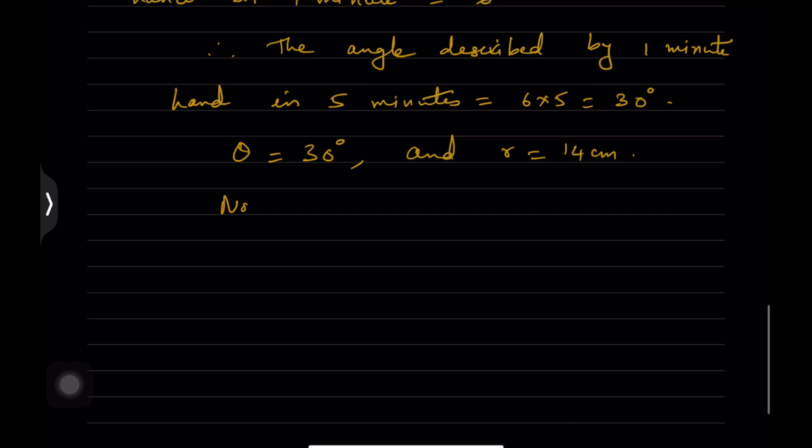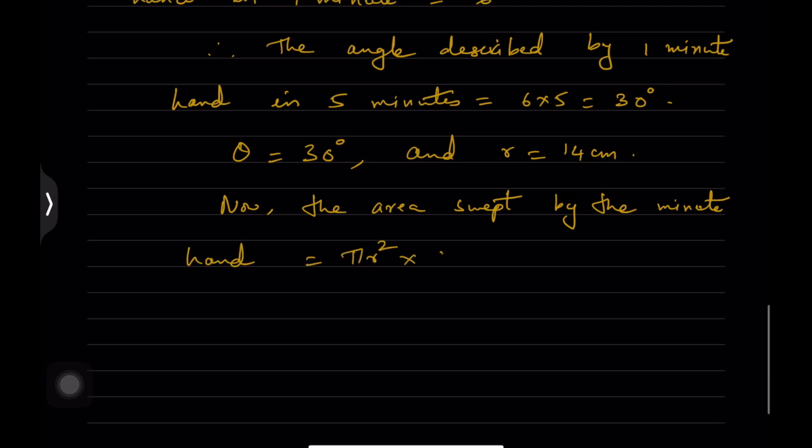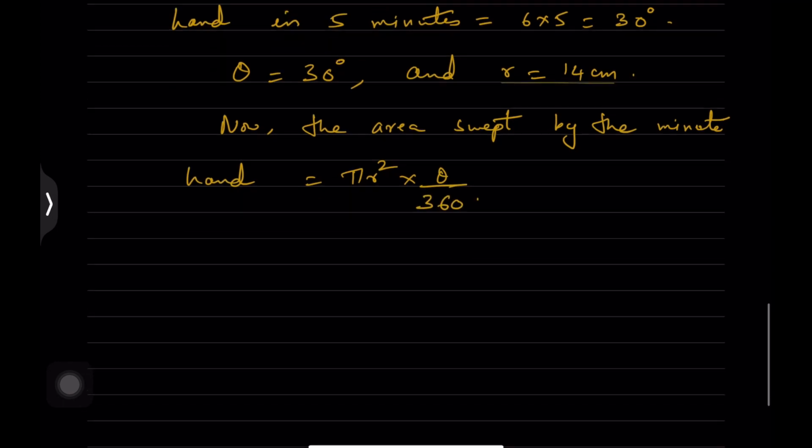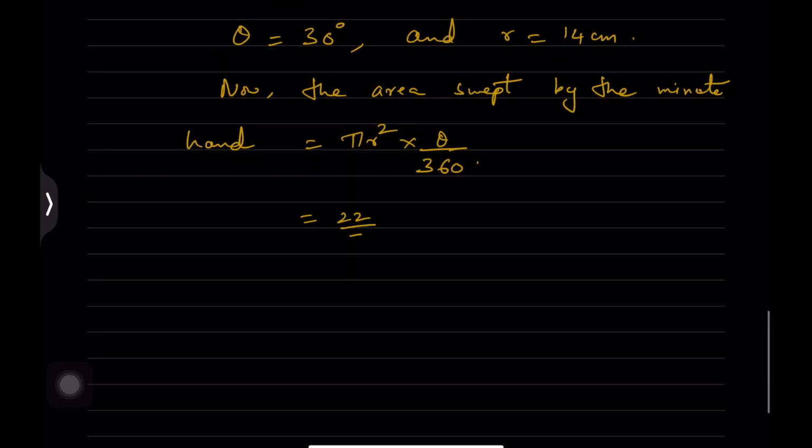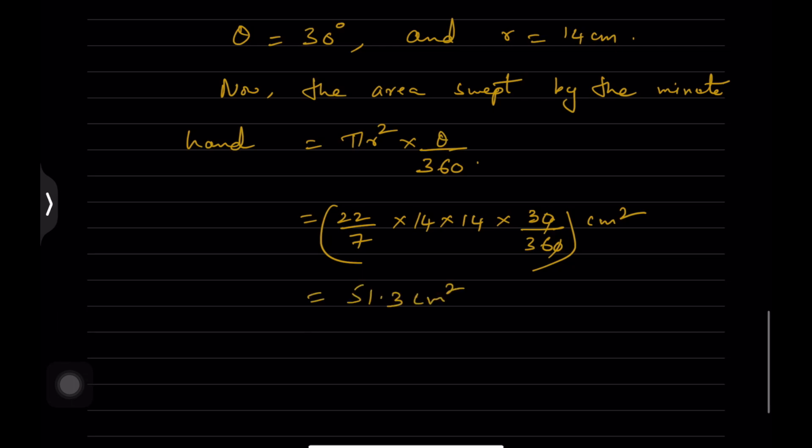Now the area swept by the minute hand is equal to pi r square into theta by 360, which is equal to 22 by 7 into 14 into 14 into 30 by 360 centimeter square, which is equal to 51.3 centimeter square.